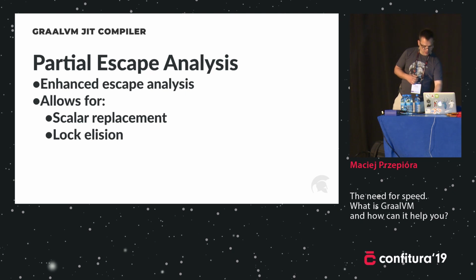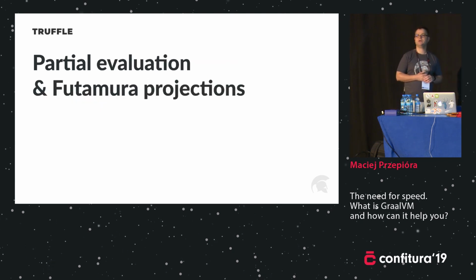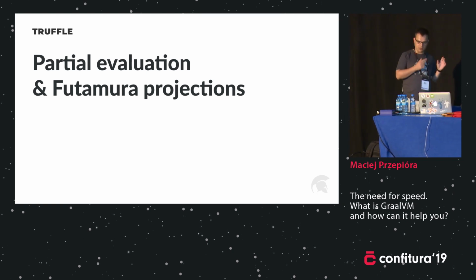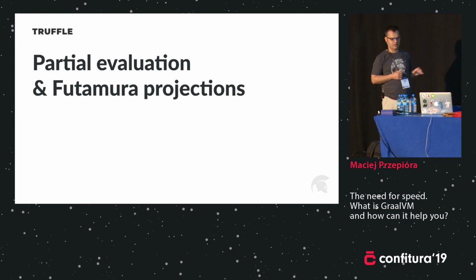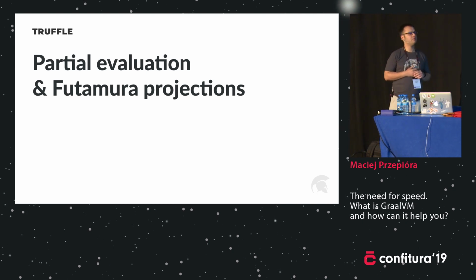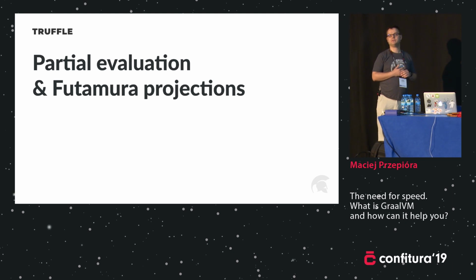Then let's talk about Truffle, the framework for implementing new languages. So what they did there, the basic technique that they use is partial evaluation and so-called Futamura projections. Have you heard about it? Who has heard about partial evaluation?